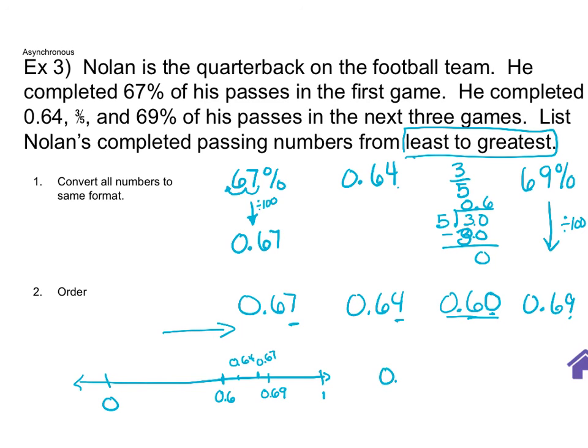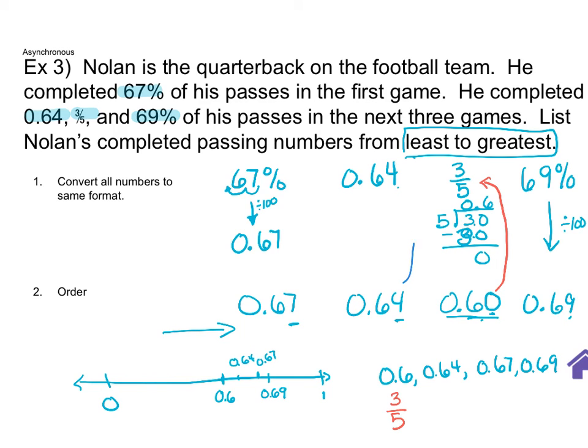So my order would be 0.6, then 0.64, then 0.67, then 0.69. And then the last thing is you need to make it back into the original form that they gave you. So they gave you 67%, 0.64, 3/5, and 69%. So I have to put those back. With the 0.6, that was 3/5. So I'm going to change this to 3/5.